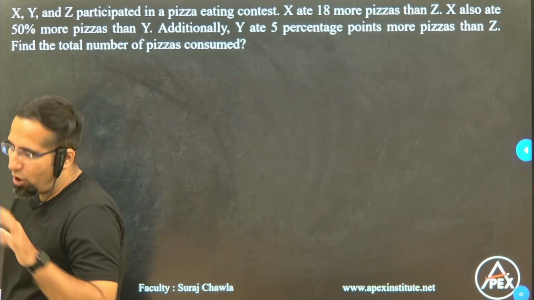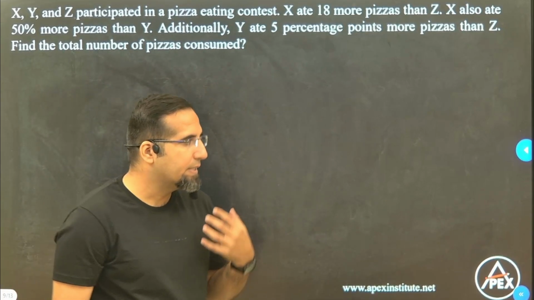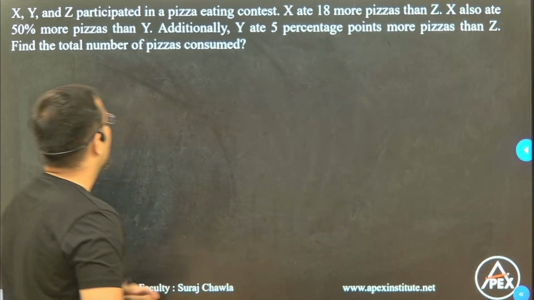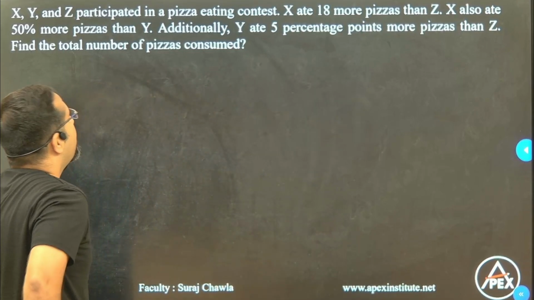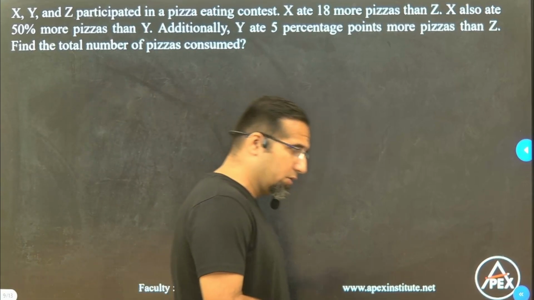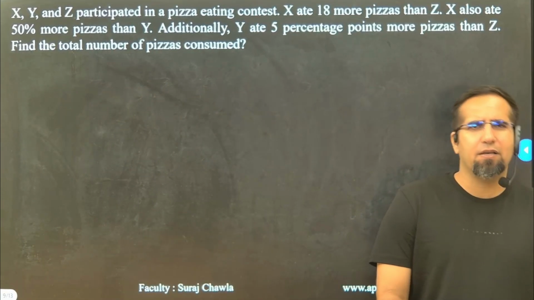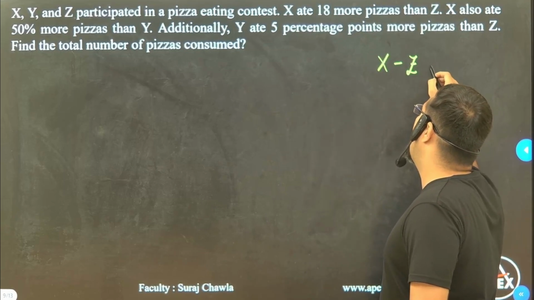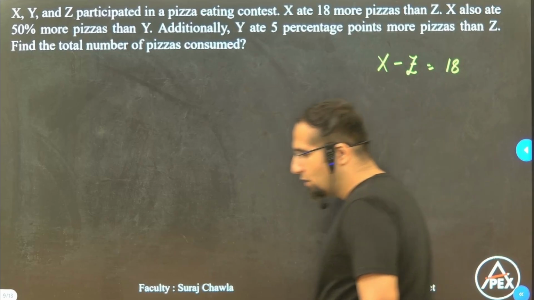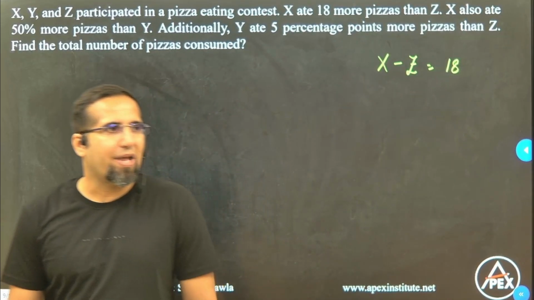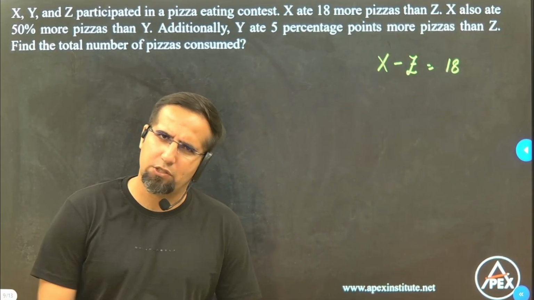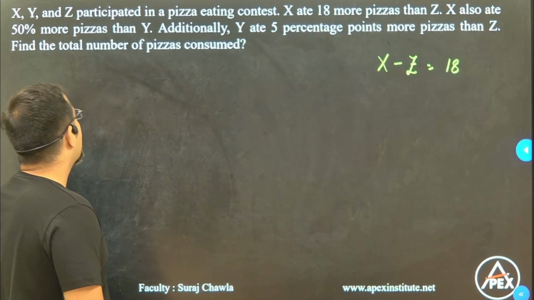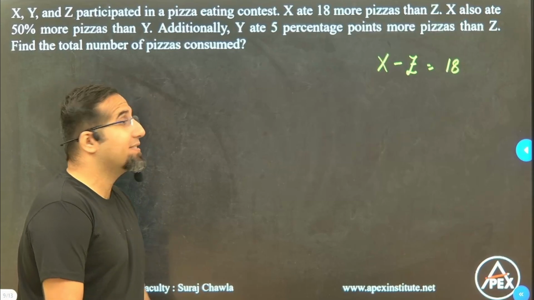So I repeat once again, pause the video, solve on your own and then come back and look at the solutions. Okay, let's solve this now. So we are told that X, Y and Z participate in a pizza eating contest. X ate 18 pizzas more than Z. And as I told you, whenever I am given more or less or difference, it is always the subtraction of the two. So X minus Z is equal to 18. And I know that X ate more. So X minus Z is equal to 18. X also ate 50% more pizzas than Y.